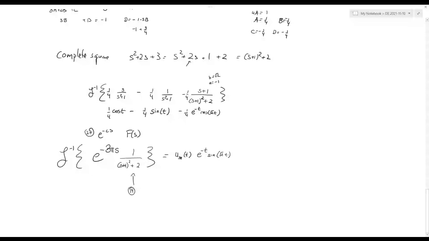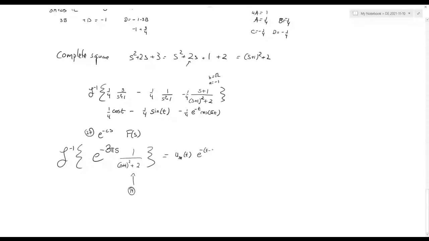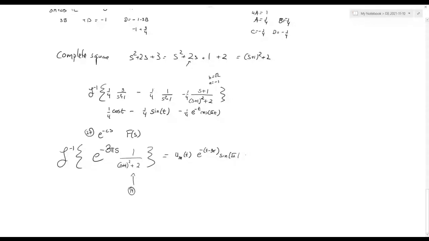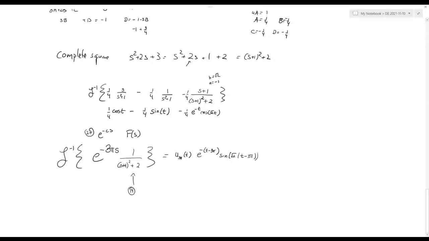However, it's not quite right. If you look at formula 27, it says you should be subtracting c from t, right? So subtract 3 pi. So let me scratch that. So it's minus t, but t is replaced with t minus 3 pi. And then our sine should be sine of b, so square root of 2, and then t minus 3 pi. It is what it is, right? So formula 27.